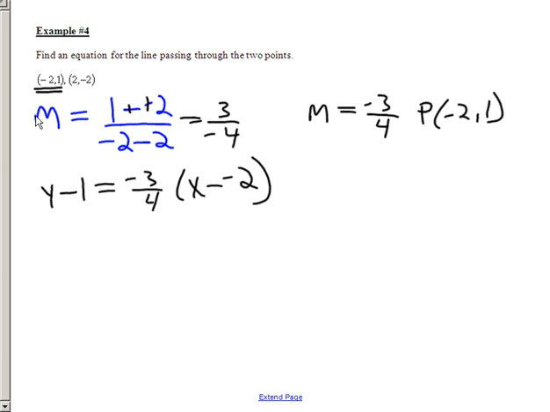Notice, if we would have selected the other point, our line would look slightly different here because we would be using the point 2 and negative 2. And you can leave it in point slope form on the AP test for the free response, which is fine. But the key is make sure that we're converting to slope intercept form on all tests.